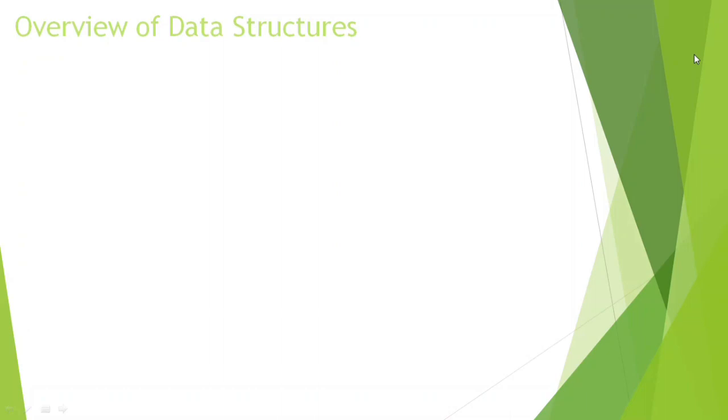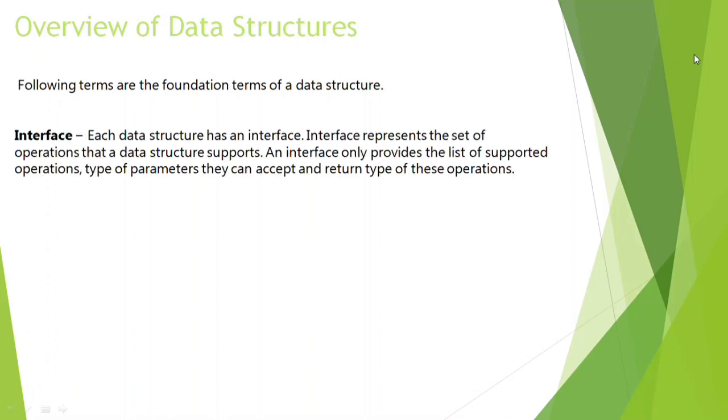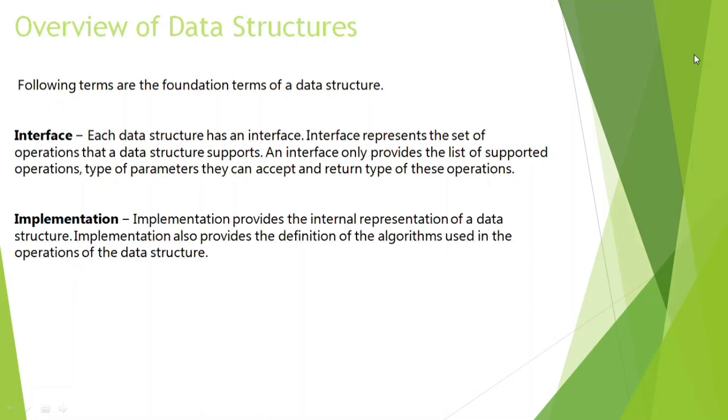Let us see the overview of data structures. The following terms are the fundamental terms of data structures. Now let us see what they are. Interface. Each data structure has an interface. An interface represents the set of operations that a data structure supports. An interface only provides the list of supported operations, the type of parameters they can accept, and the return type of these operations.